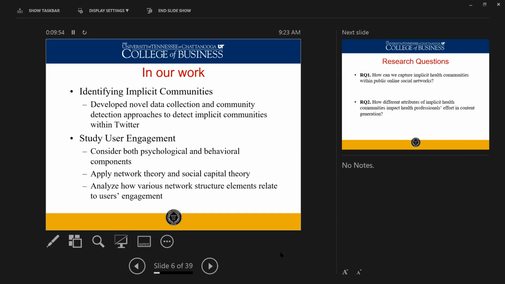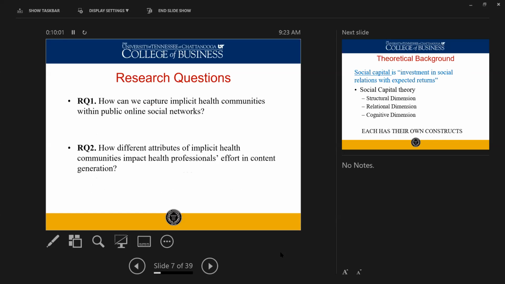And the second part is still work in progress. So we're still working on that. We still have a fair amount of work to do in the second part. So the key research questions we're trying to answer here is how can we capture implicit health communities within public online social networks? So first is how do we identify or capture these implicit communities specifically focused on the health area within a public network like Twitter.